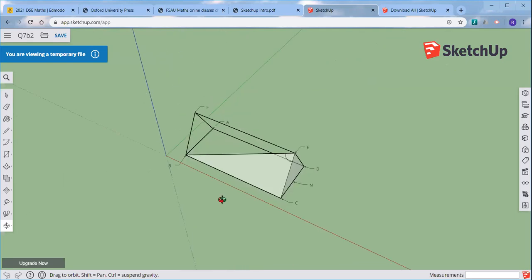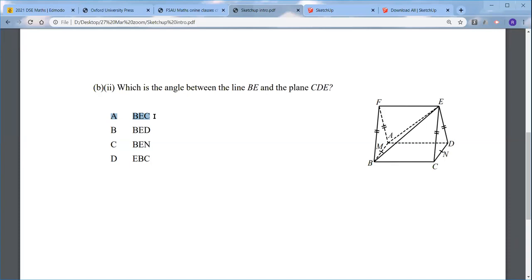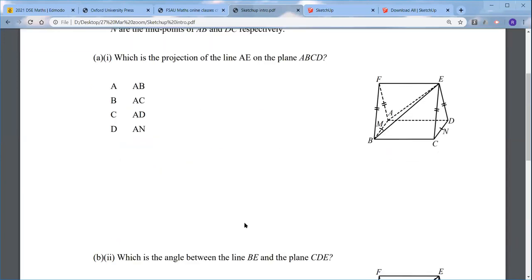The answer to this question should be A. It is angle BEC, all right? If you recall the poll result, only 26 of us, only a quarter of us, got it right. The majority of us chose C, maybe due to the previous question, right?